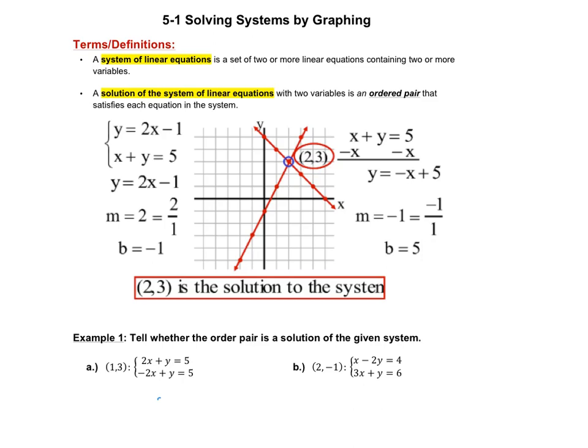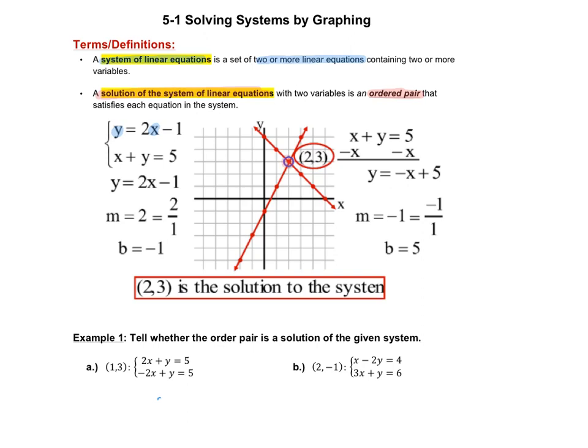This is 5-1, solving systems by graphing. A system of linear equations is basically just two or more linear equations, and they contain two or more variables like x and y in the bottom there. Okay, and then a solution of a system of linear equations is going to be an ordered pair. It's where the two equations meet.